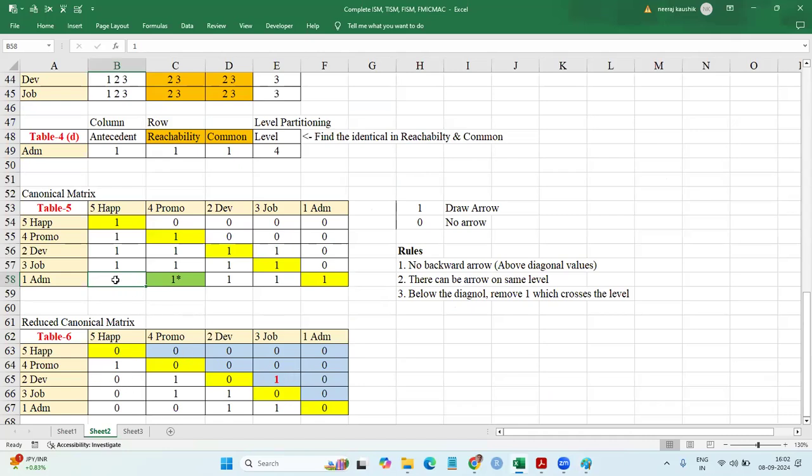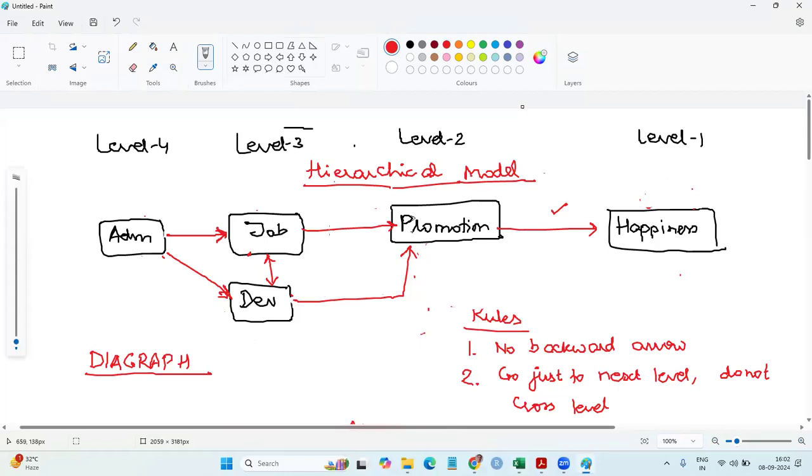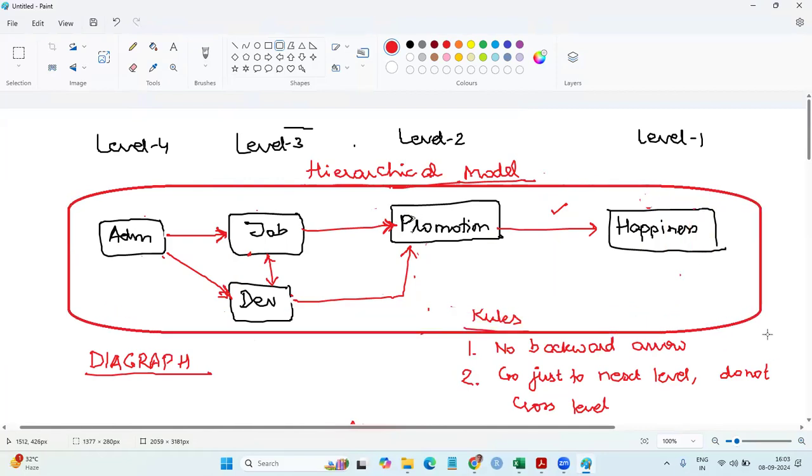Which values did we remove? From admission, we removed the 2 values. From job, we removed happiness. And from development, we removed happiness. And all the diagonals also we removed. Now, as many ones as there are, that many should be the arrows. Only one-sided arrows are there and no backward arrow is there. This becomes our final model from the expert opinion. This is our final model.